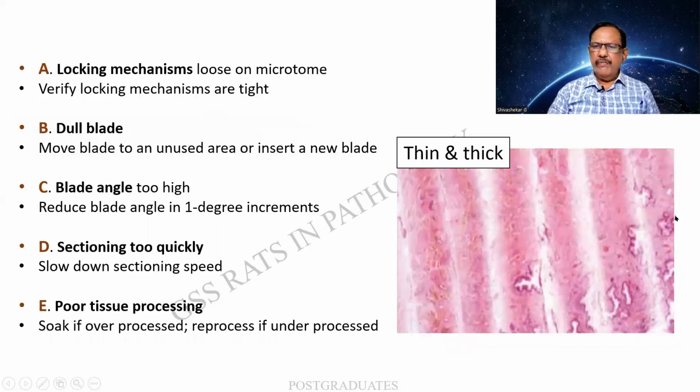In this case, I'm finding there is a thick area and then a thin area, alternate, as though it has been folded. This can be because of a defect in the locking mechanism in the microtome. A dull blade is being used. The angle is too high. The sectioning is being done too quickly. We should allow it to cool or apply ice over the block. And poor tissue processing itself. So there is another topic on its own, but that we should have in mind. Look at the alternate thin and thick areas.